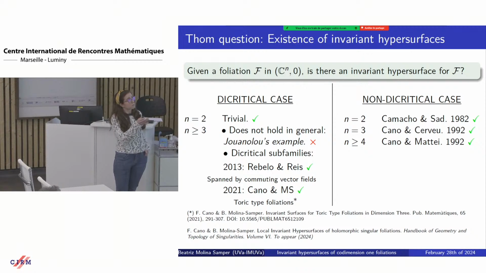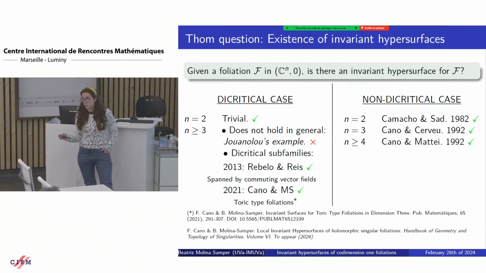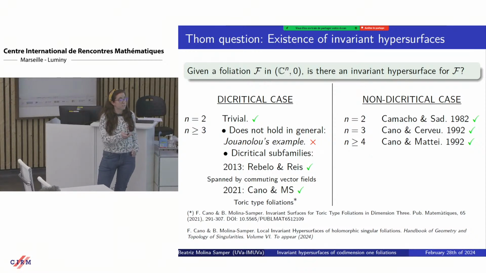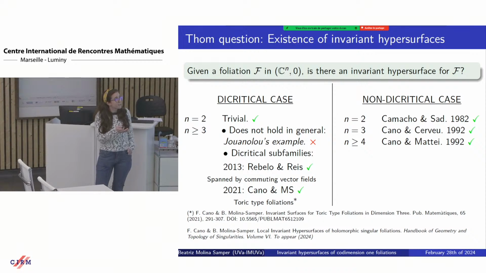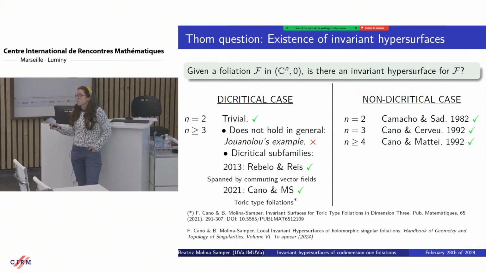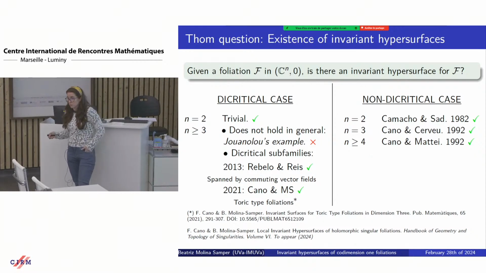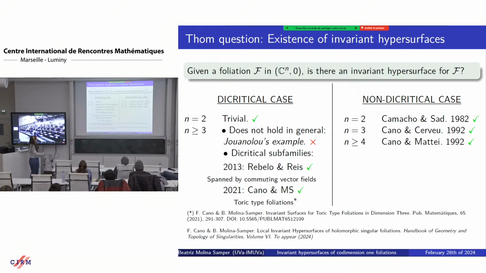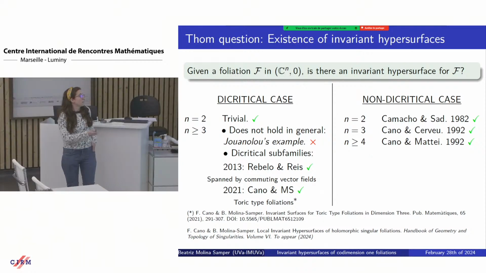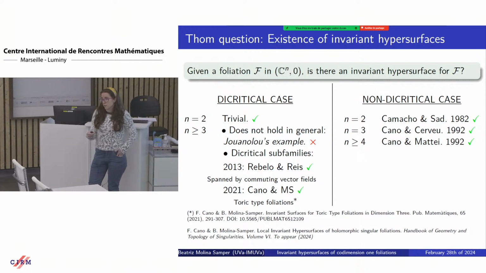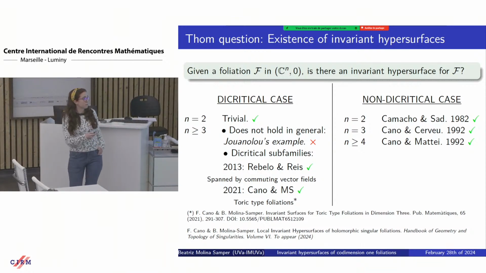And those are for the dicritical case. In the non-dicritical case, there is a positive answer. And in the dicritical case, although it is not true in general, we can ask for some families which have this property. There are results of Rebelo and Reis for foliations in dimension 3 that are generated by commuting vector fields, and also the work of Felipe Cano and me on what we call toric type foliations, and for these families we have invariant hypersurfaces.